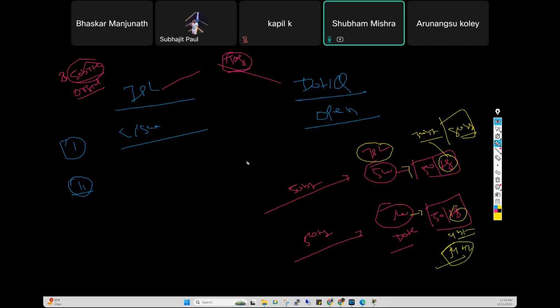Now tell me, which one will you prefer? ISL prefer करोगे या .1q prefer करोगे? .1q prefer करोगे because the total size of your packet is less. Congestion होने से बचेगा. Yes or no?